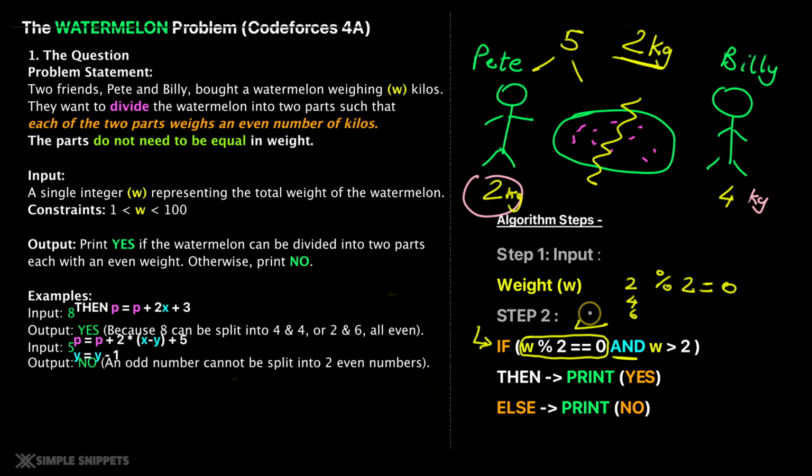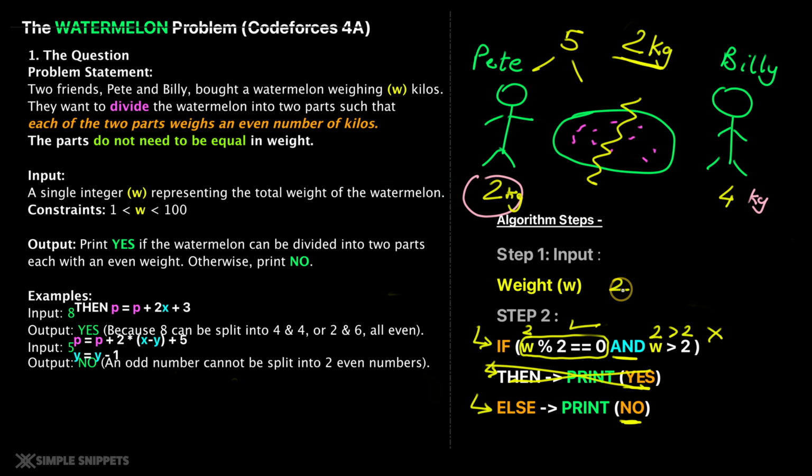So let's say the user enters 2 as the weight for the first time. You will say 2 mod 2, which is equal to 0. So this is going to be true. But is this condition true? Is 2 greater than 2? No. So this condition is going to be false. So you will not execute the if block. What is inside the if block? Inside the if block, we simply print yes. So this whole statement will not be executed when you enter 2. You will simply print no.